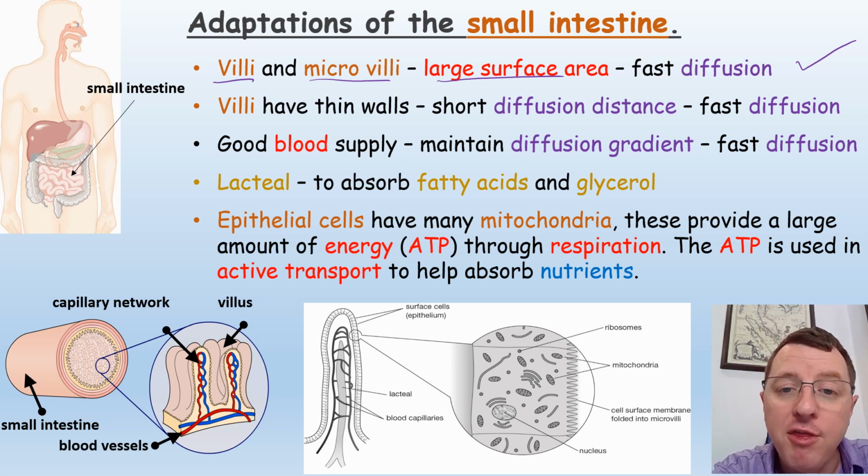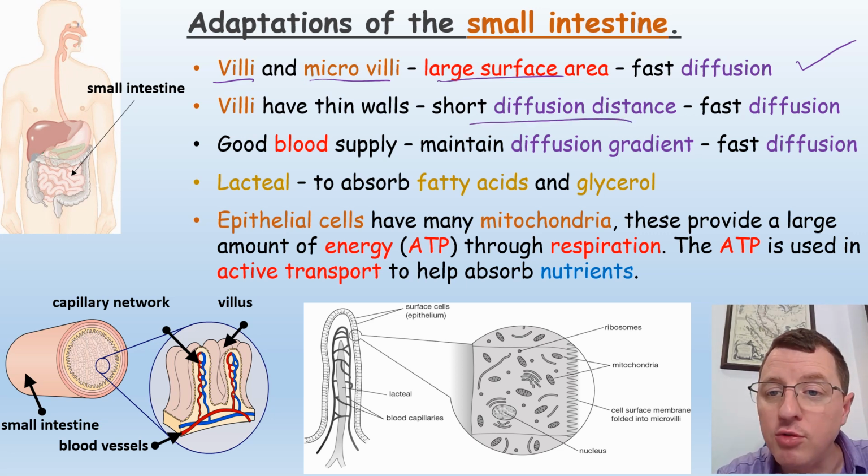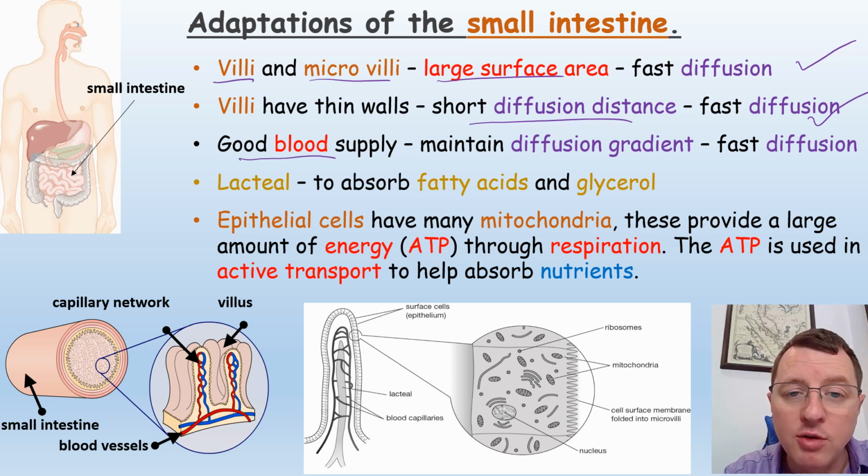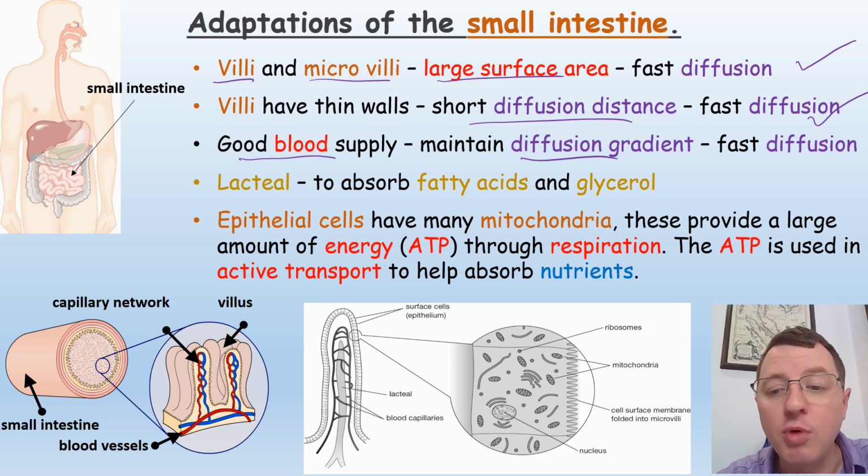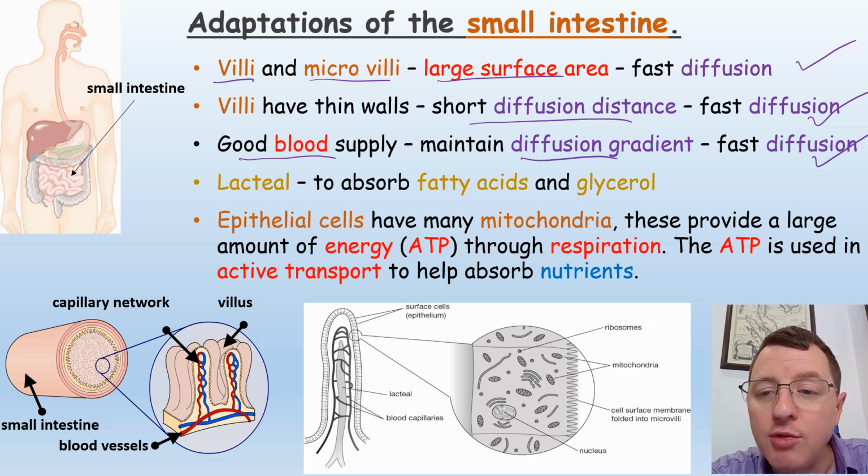The villi have thin walls, just 1 cell thick, so that will give a very short diffusion distance and again allow fast diffusion of the products of digestion into the blood. Inside the villi there are capillaries, so the villi will have a very good blood supply, which will help to maintain the diffusion gradient, so we're always moving the nutrients from a high concentration to a low concentration. And again, this will allow a fast diffusion of the products of digestion into the blood.